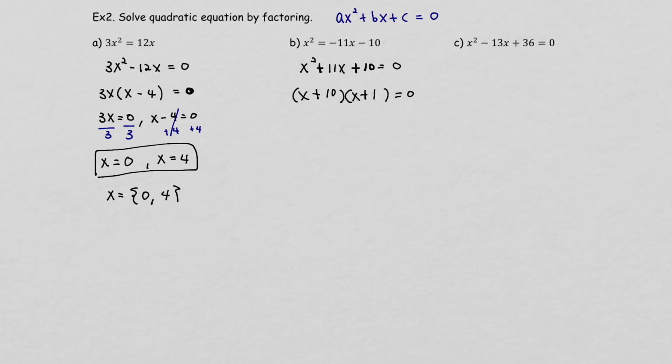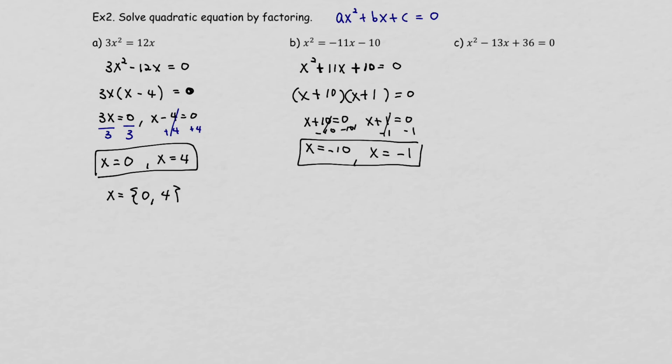So once you factor, set equal to 0, let both factors equal 0 to solve or find your unknown variable. So you're subtracting 10 from both sides. It becomes x equals negative 10. Subtracting 1 from both sides to isolate x, x equals negative 1. So your solution for x should be either negative 10 or negative 1.